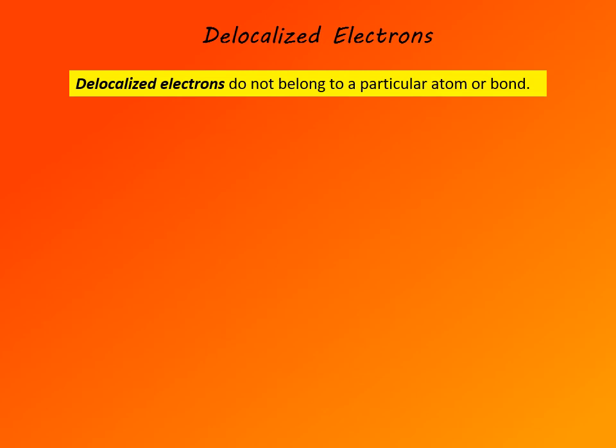Delocalized electrons are electrons that do not belong to a particular atom or a bond. So that means that they are delocalized. And to explain delocalized electrons, we have to introduce a new concept, a concept of resonance, into valence bond theory. The delocalization of electrons is a physical phenomenon. We know that electrons are delocalized.